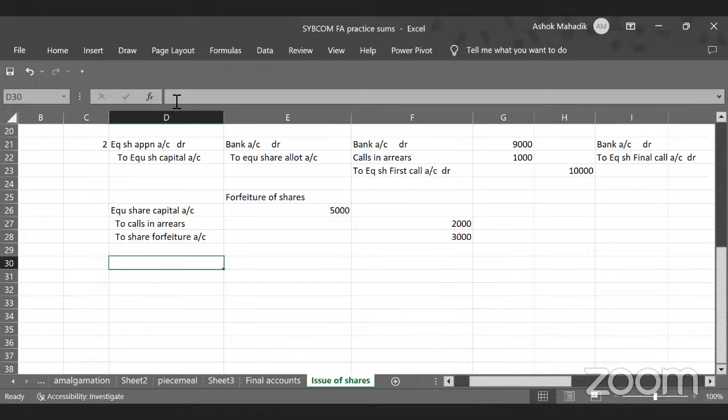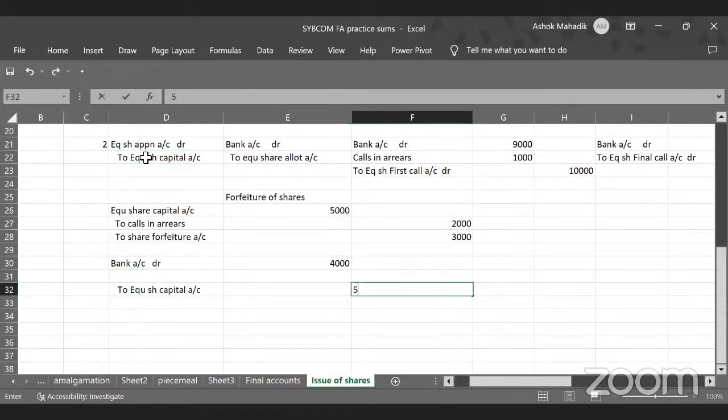Now, when the company sells this share, the company will receive money in the bank, isn't it? So whenever the company receives money in the bank, which account will be debited? Obviously the bank account. Bank account debit, clear? How much money will the company receive in the bank? 4,000. And we are giving away shares, so equity share capital will be credited, and the amount will be 5,000.